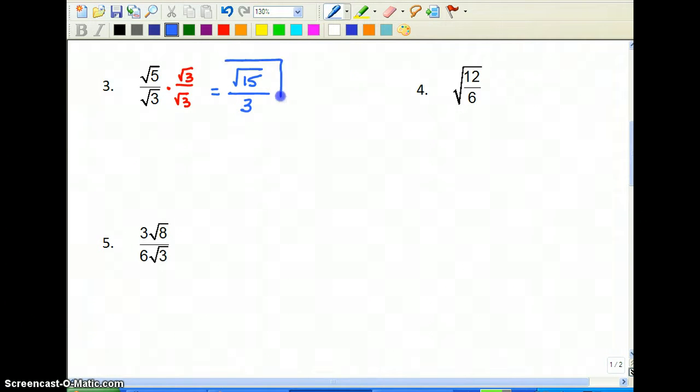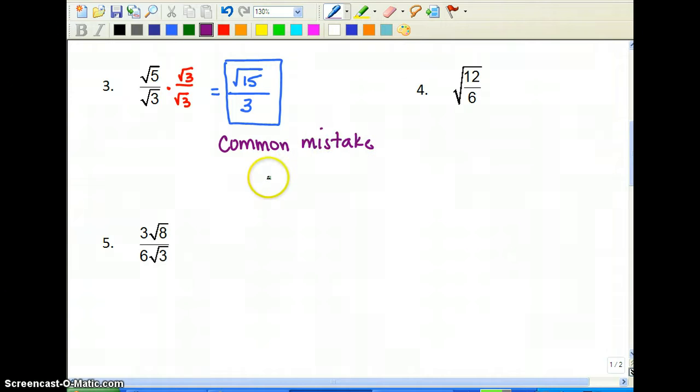Now you can never mix radicals with numbers. Very common mistake is people will say, well, that's got to be root 5. Root 15 divided by 3, you get root 5. But you cannot mix radicals with numbers. That isn't legal. This is a decimal divided by 3. Okay? That's not root 5. So don't make that mistake.